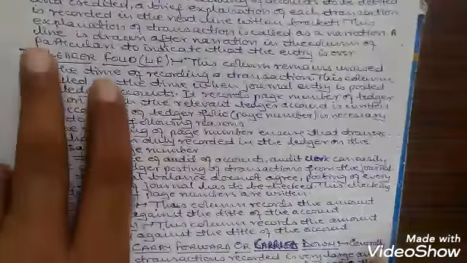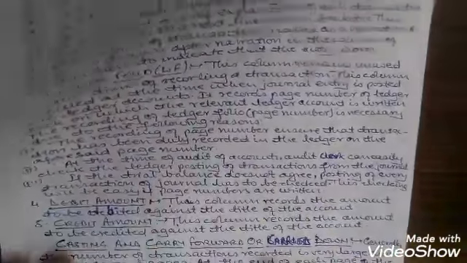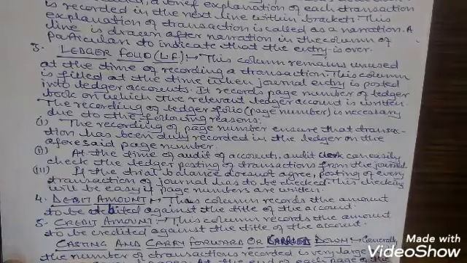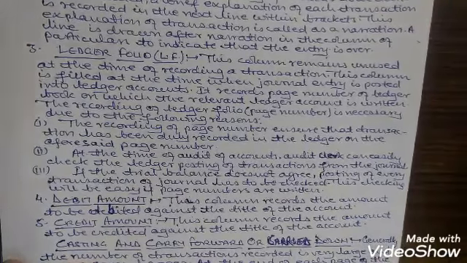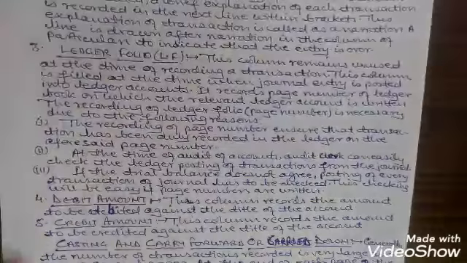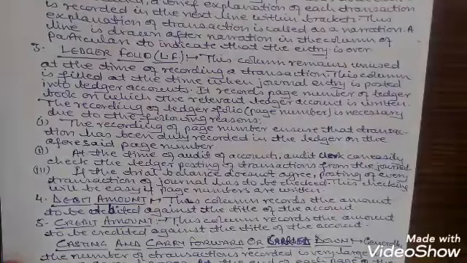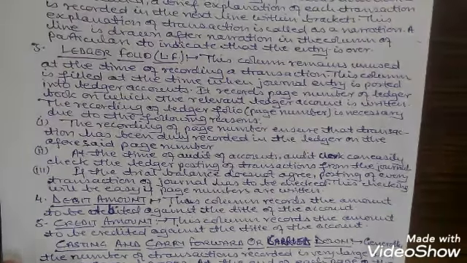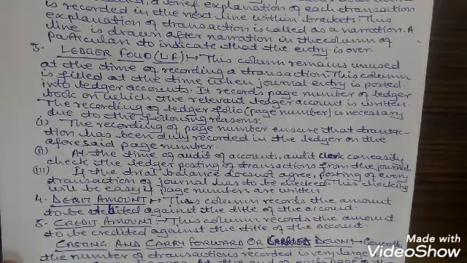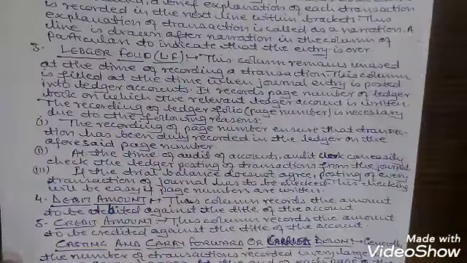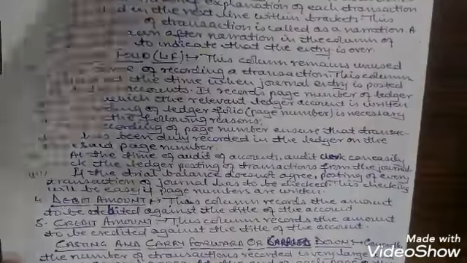Then casting and carry forward or carried down. Casting in accountancy means total. Generally, the number of transactions recorded is very large and covers several pages. There are different pages which are to be used while recording the transactions in the journal. At the end of each page of the journal book, after one page is over, the amount columns, debit and credit, are totaled. These two columns will be totaled up.